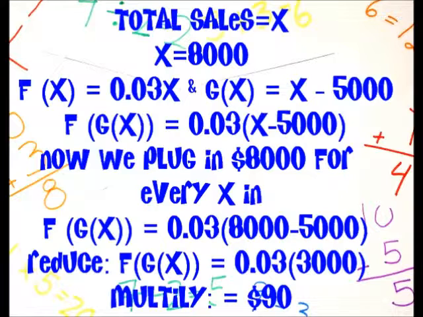Next, we plug in the 8,000 in for x in the equation. So you're left with 3% times 8,000 minus 5,000. And you subtract what's inside the parentheses, which equals 3,000, and you multiply it times the 3%. And your commission for the week is $90.